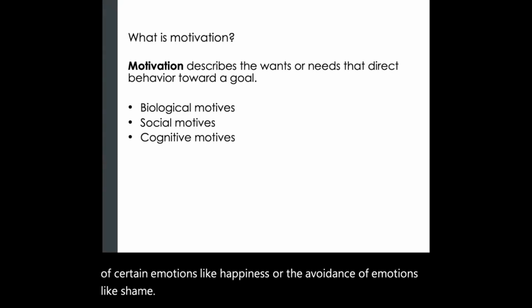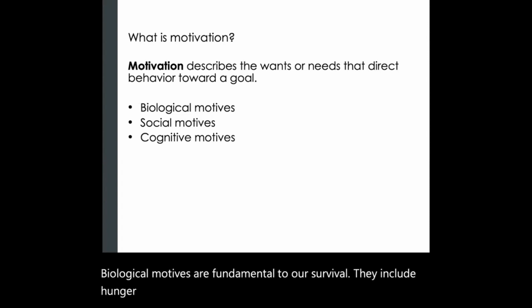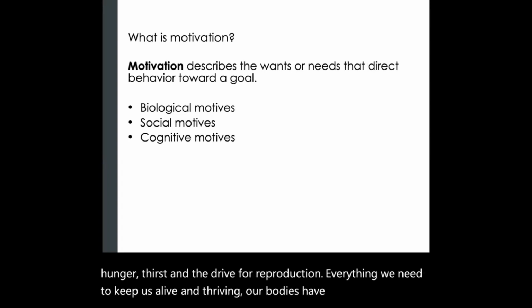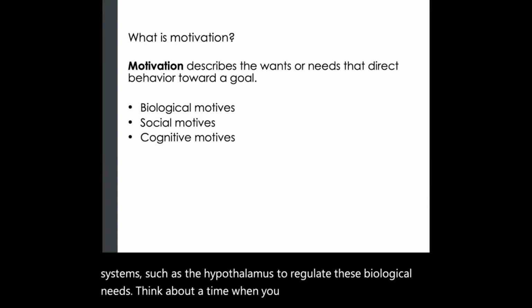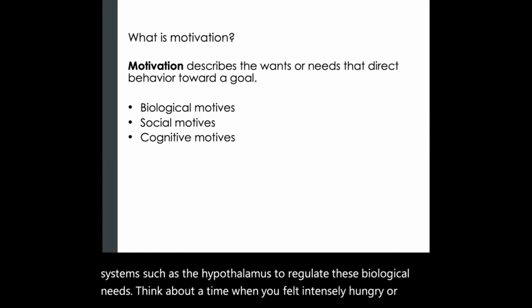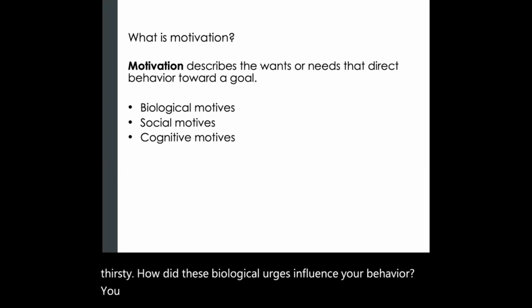Biological motives are fundamental to our survival. They include hunger, thirst, and the drive for reproduction. Everything we need to keep us alive and thriving. Our bodies have evolved intricate systems, such as the hypothalamus, to regulate these biological needs. Think about a time when you felt intensely hungry or thirsty. How did these biological urges influence your behavior? You likely checked the fridge or started scrolling Grubhub to see how quickly you could get some food.